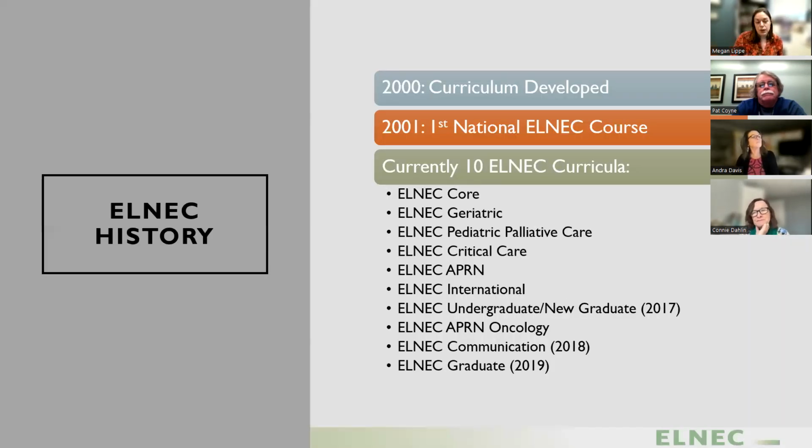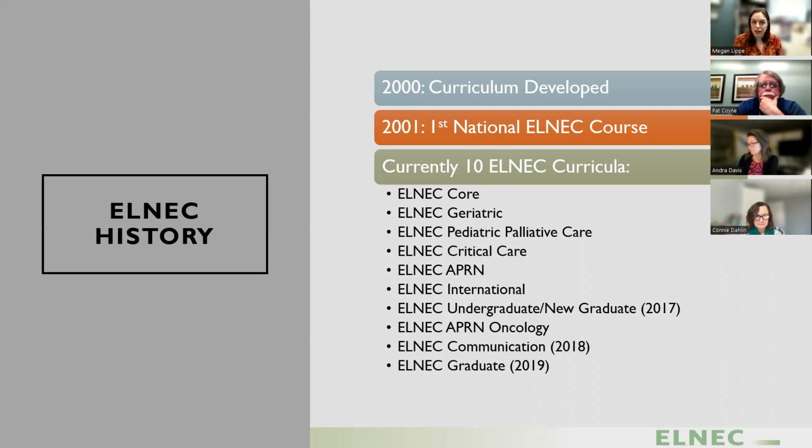So for those of you who maybe are not familiar with ELNEC, which is the End of Life Nursing Education Consortium, it was developed in 2000. So we are in year 23 of ELNEC's journey. And over time, there have been many different curricula that have been developed. It started with ELNEC Core, the first course that was offered in 2001. And then the most recent one is the one we're featuring today, which is our ELNEC graduate curricula.